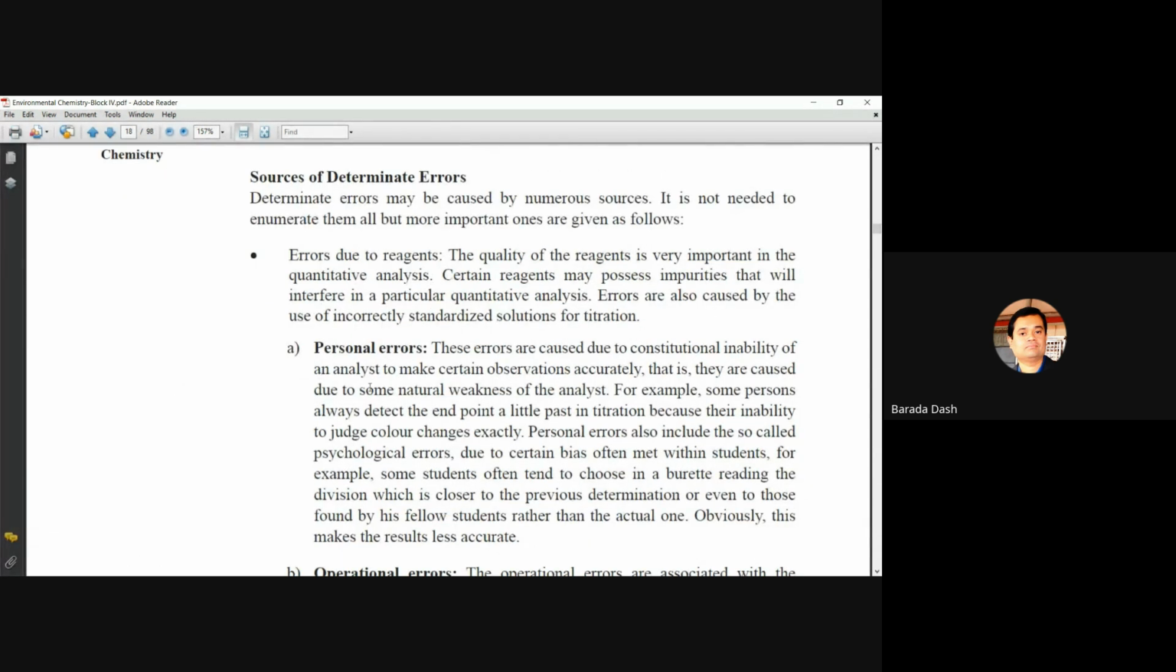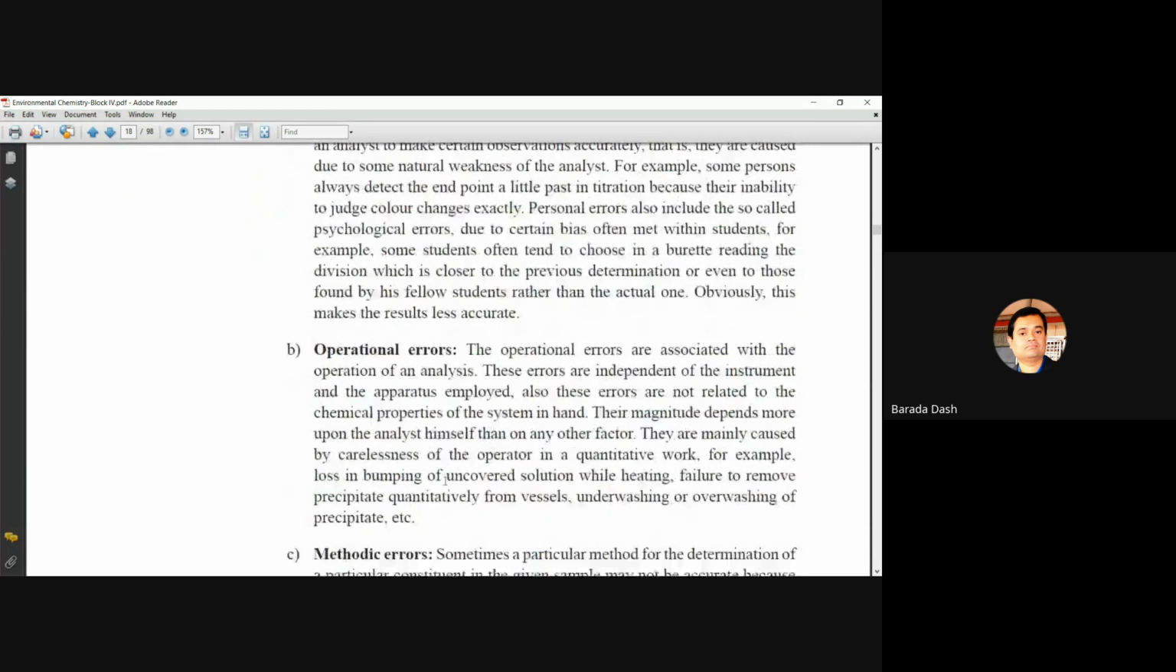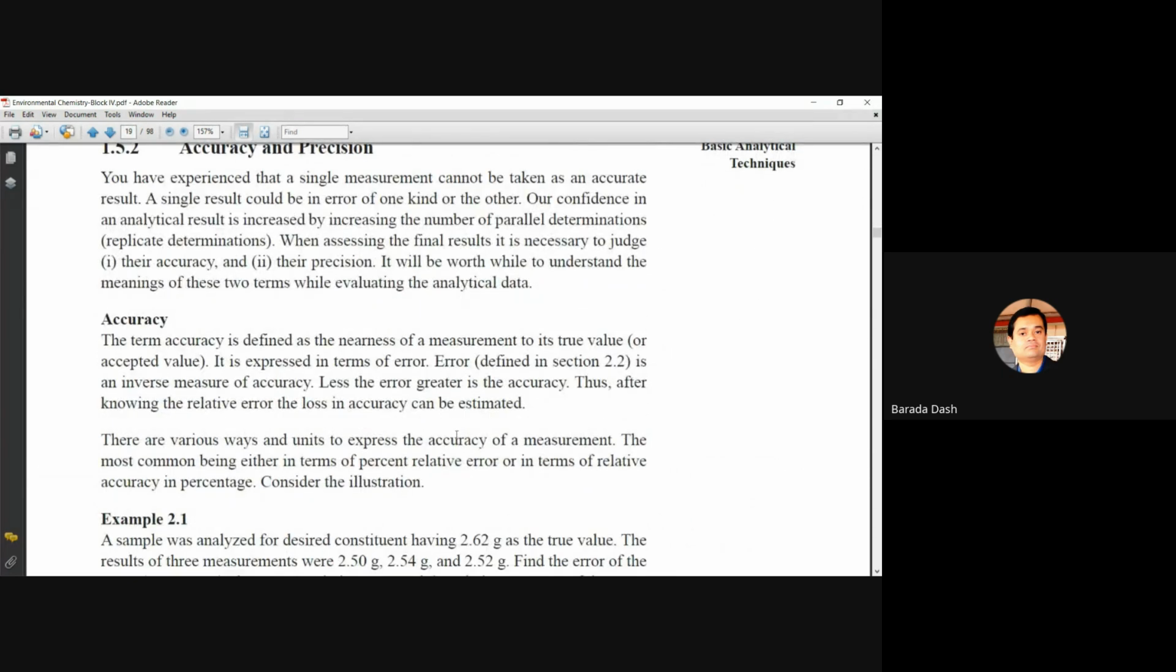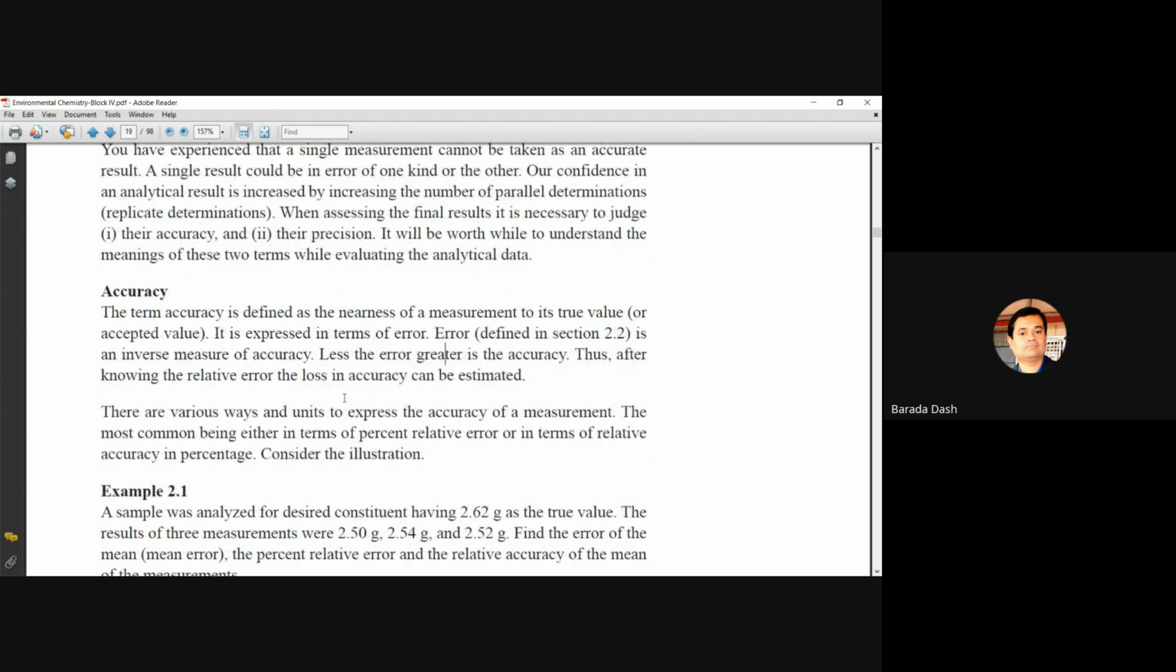Sources of determinate errors, which can be corrected: personal errors, operational errors, methodic errors. Then accuracy and precision. What is accuracy? What is precision? The term accuracy is defined as the nearness of a measurement to its true value. That means the nearer your observed value is to the true value, the more the accuracy. It is expressed in terms of error. Error is defined already. So as you go closer to the true value, your accuracy will increase. That is called accuracy.